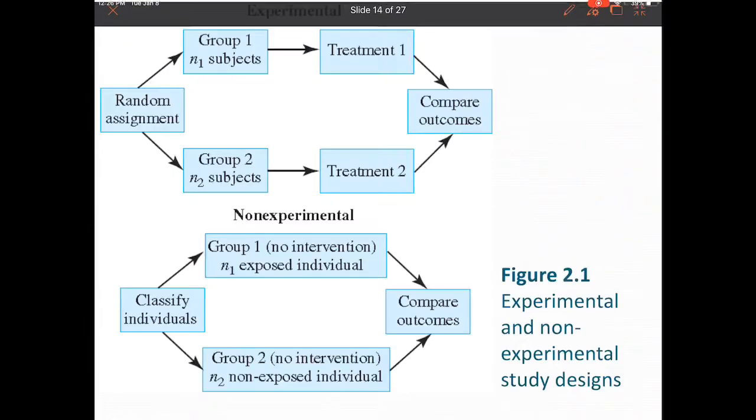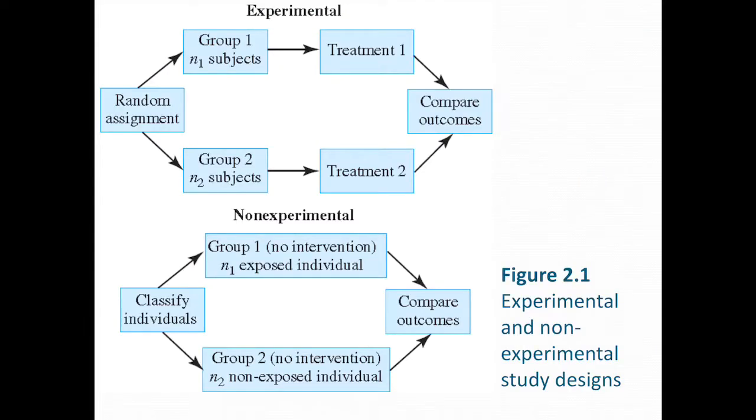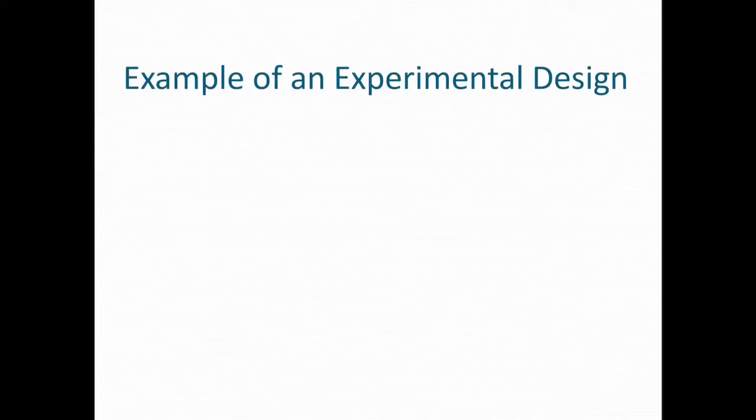to the explanatory variable. So to kind of show you what this looks like here, you have an experimental design, which when you have a random assignment, you're going to be randomly selected, right, to either go to group 1 or group 2, and then there's going to be a treatment process, and then you're going to measure the outcomes, right? Whereas in non-experimental designs, you have classified individuals, and then group 1 is going to be the individuals who are exposed, and group 2 are going to be ones who are not exposed, and you're going to compare the outcomes.